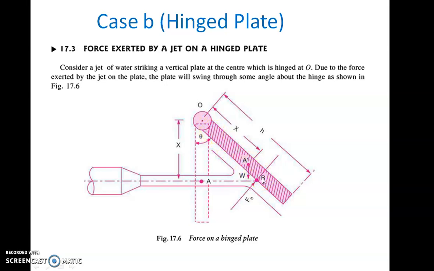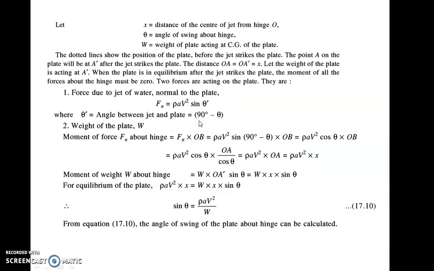Now if we apply the equilibrium condition about point O, that is taking the moment about point O, the sum of moments about point O will be equal to 0 at the new equilibrium position. So you have to consider all the forces acting on this plate, take the moment of those forces about the point O, and take the sum as 0. So let us see the procedure.